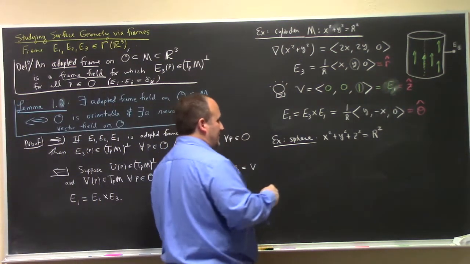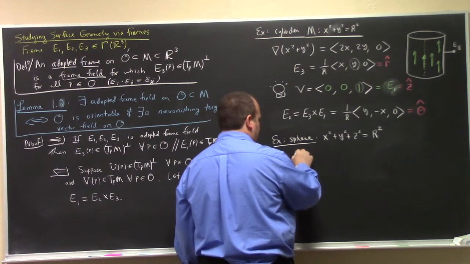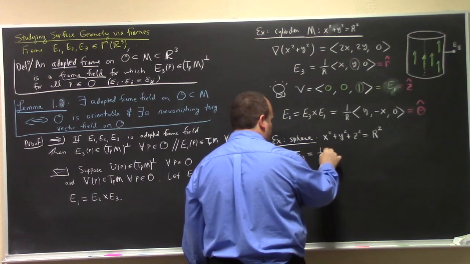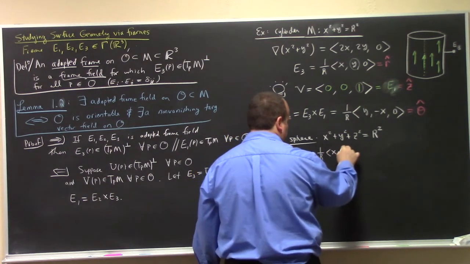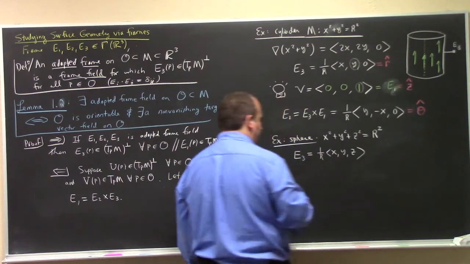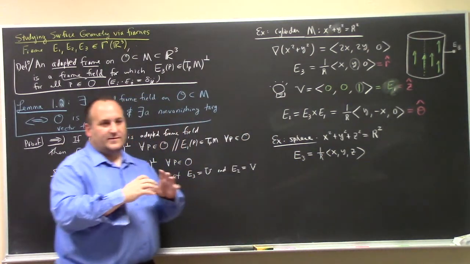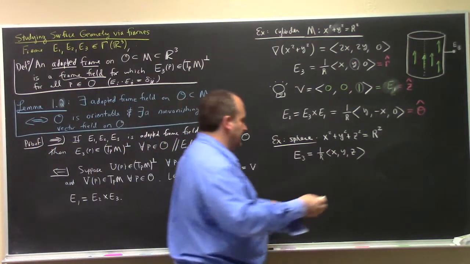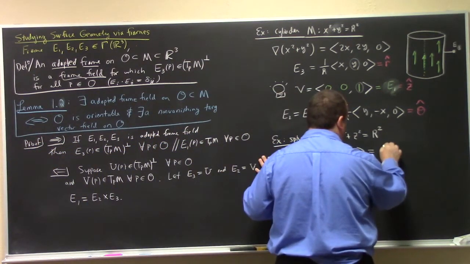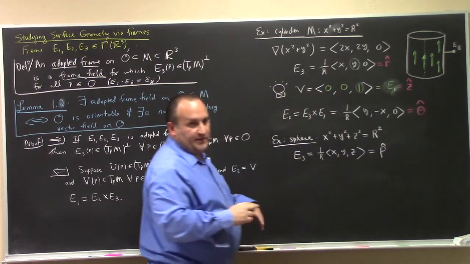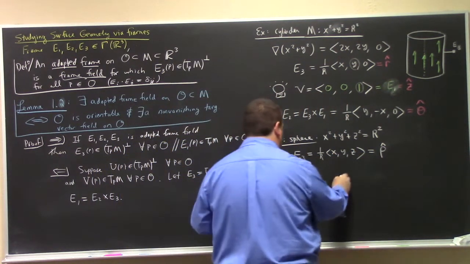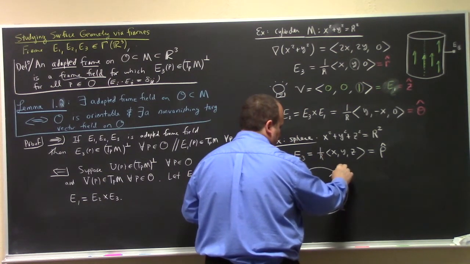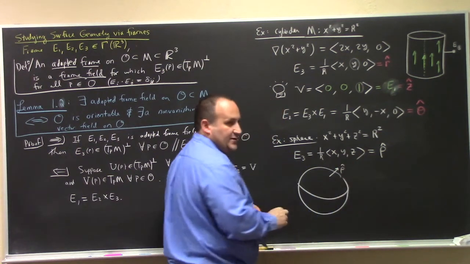It just started doing this, but in this case, your E3 will be the gradient of this, normalized, which is going to be 1 over r times x, y, z, right? So that's the outward pointing unit normal. Now, in terms of spherical coordinates, this is what you'd call rho hat. So on the sphere, rho hat points spherically outward.